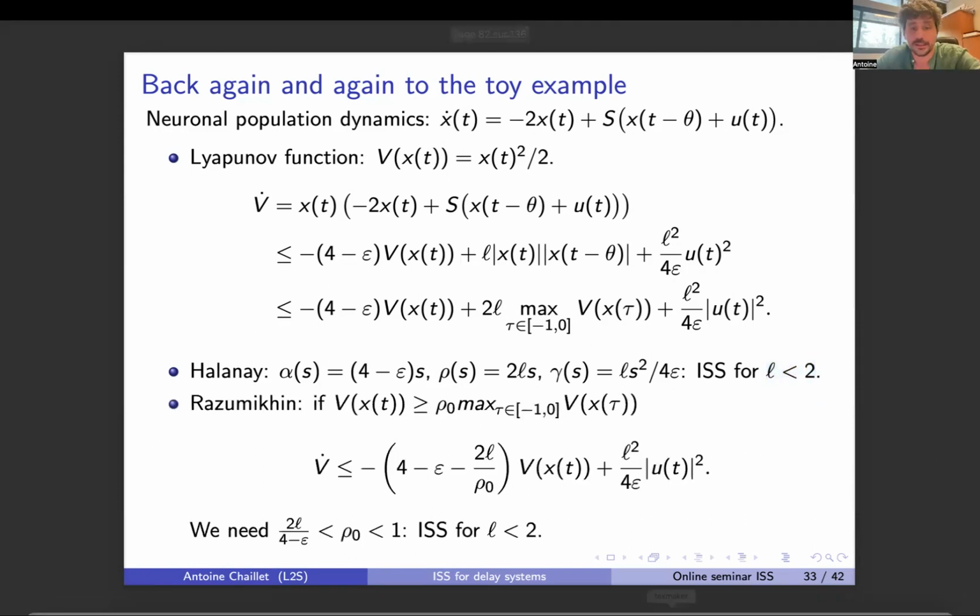And the same, Razumikhin is almost the same. If I assume that V is greater than some constant rho 0 times the max of its past values, then I get only a negative term here, provided that this quantity here is positive. This gives me this condition on rho 0, that it has to be greater than 2L over (4 minus epsilon), but it also has to be smaller than 1 in order to fit the Razumikhin hypothesis. And this is made possible if here again, the slope of this nonlinear function here is below 2.